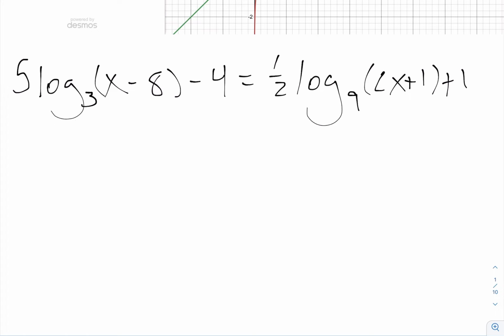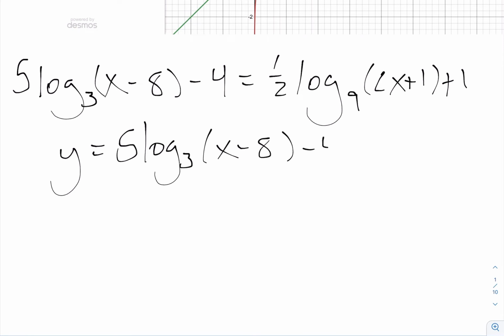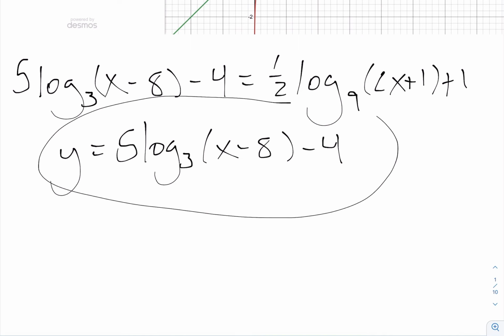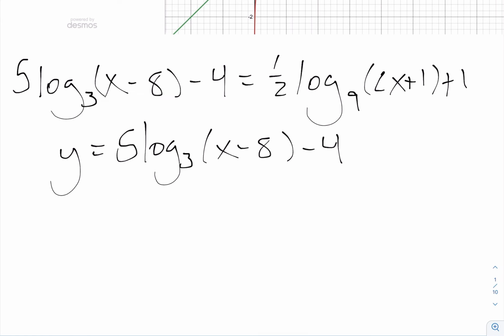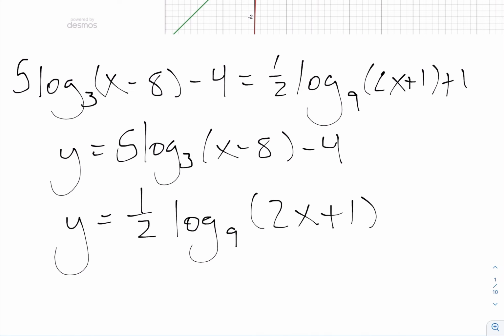Well, what you would do is treat either side like a function. So you would say y equals 5 log base 3 of x minus 8, minus 4. That's going to behave the way we just saw with logarithms. We don't know exactly how it's going to look, but we have a decent idea. And at some point, that's going to equal the same value as the function y equals log in base 9 of 2x plus 1, plus 1. So hopefully they intersect at some point.